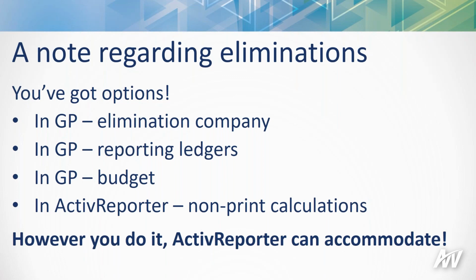I've also seen people put it into their budget. They have a separate budget that they use to show that elimination going through. Or people will often just leave it as it is in GP and then work out the eliminations by using calculations in their reporting solution. So in Management Reporter, you'd add a couple non-printing columns that would do your calculations and come out with your result after eliminations are done.